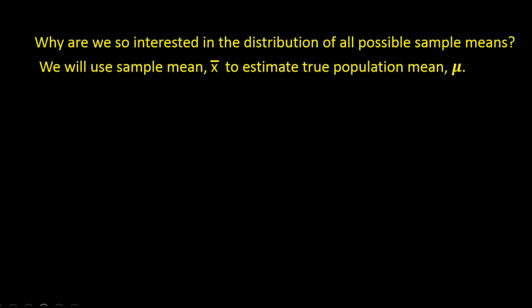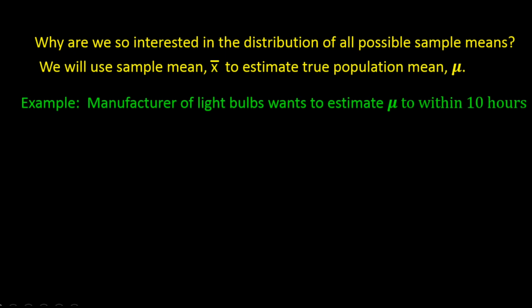By understanding the sampling distribution of all possible x bars from a particular sample size, we will understand more about the difference between the value the sample mean gives us and what the true population mean is. Let's try to understand this using an example.